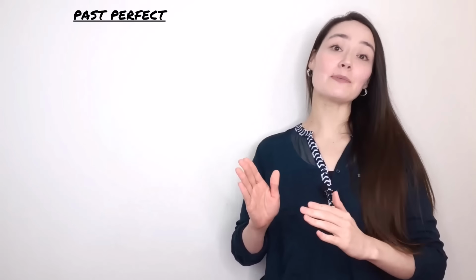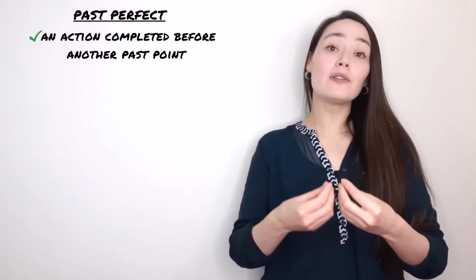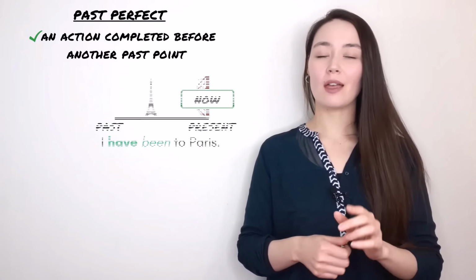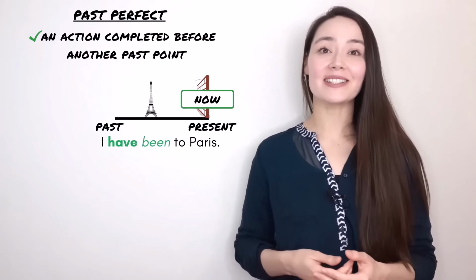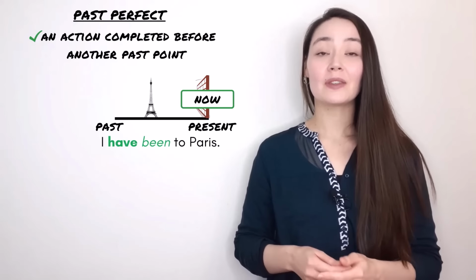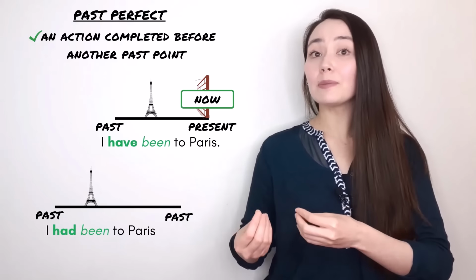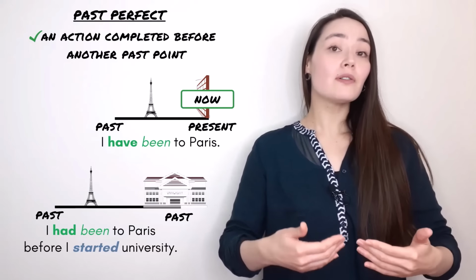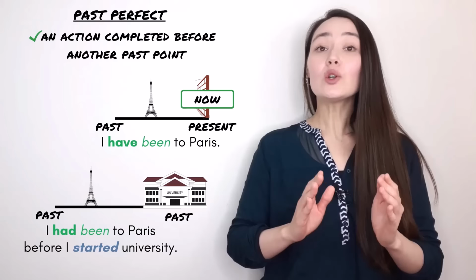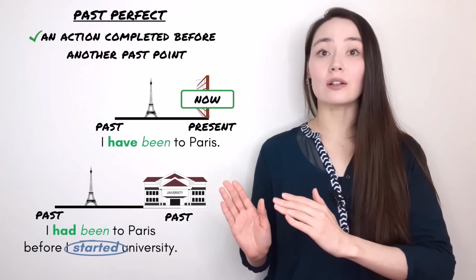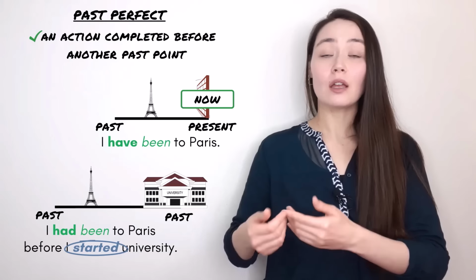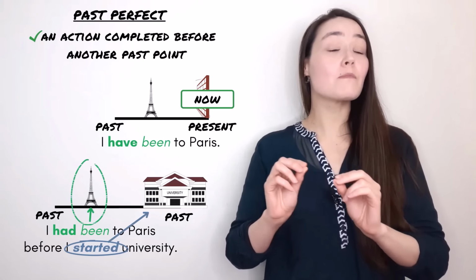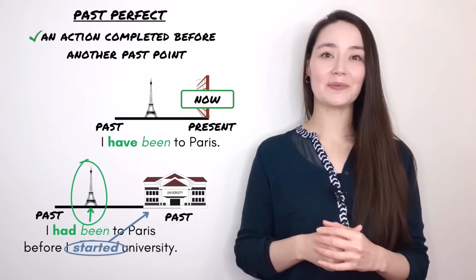Past perfect. I'm going to use the same examples I used in the present perfect so you can really see, again, how similar they are. Past perfect: an action completed before another past point. Present perfect: I have been to Paris. When? Before now. Past perfect: I had been to Paris. When? Before I started university. You can see I added the past simple here to make another past point. The past perfect is always the action before another past point.